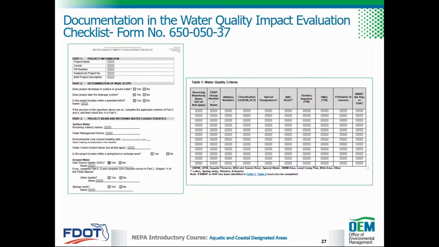The district should also identify involvement with an aquatic preserve or OFW in the water quality impact evaluation checklist. This form can be found on the FDOT's Policy and Process Management Unit's website, and instructions for filling it out are provided in Part 2, Chapter 11 of the PD&E manual. A link to this website is found on the resources page of this CBT.